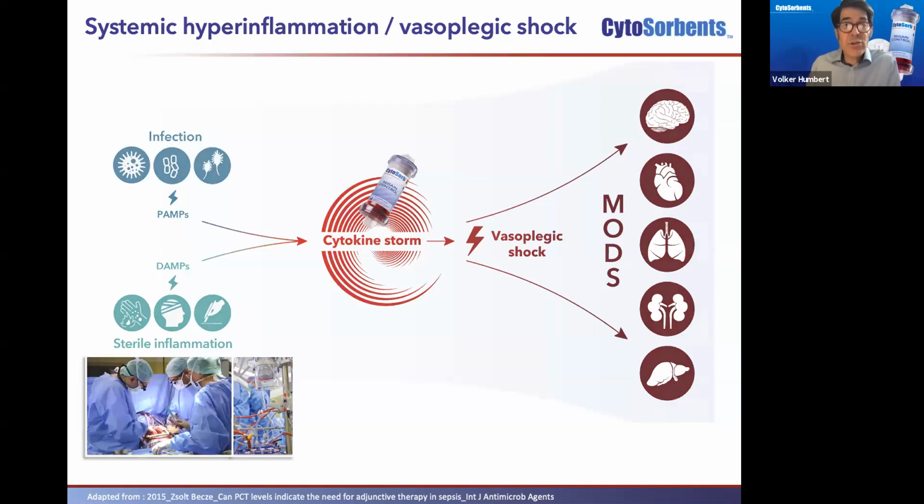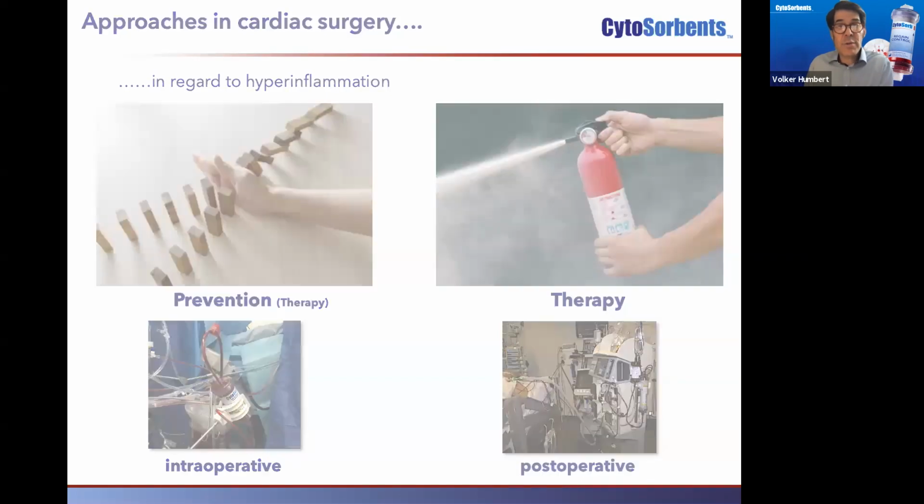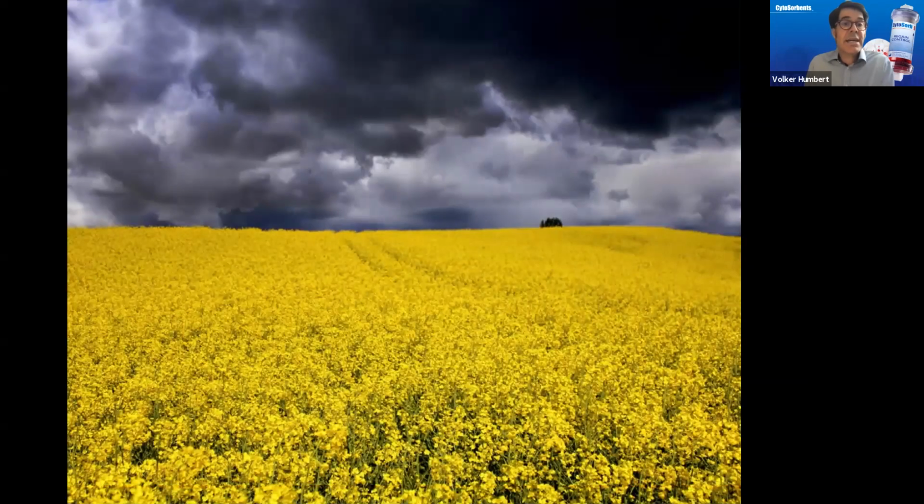So in cardiac surgery, in regard to hyperinflammation, you have not only the therapeutic approach you normally do post-operatively on the ICU, and I will have some words on this as well, but only a brief mention of this approach. I'd rather concentrate in the coming minutes on the preventive approach. It has a bit of a therapy in it as well, but it's mainly a preventive approach which is used intraoperatively. And the major idea here is to use Cytosorb therapy in cardiac surgery patients when it might get stormy.